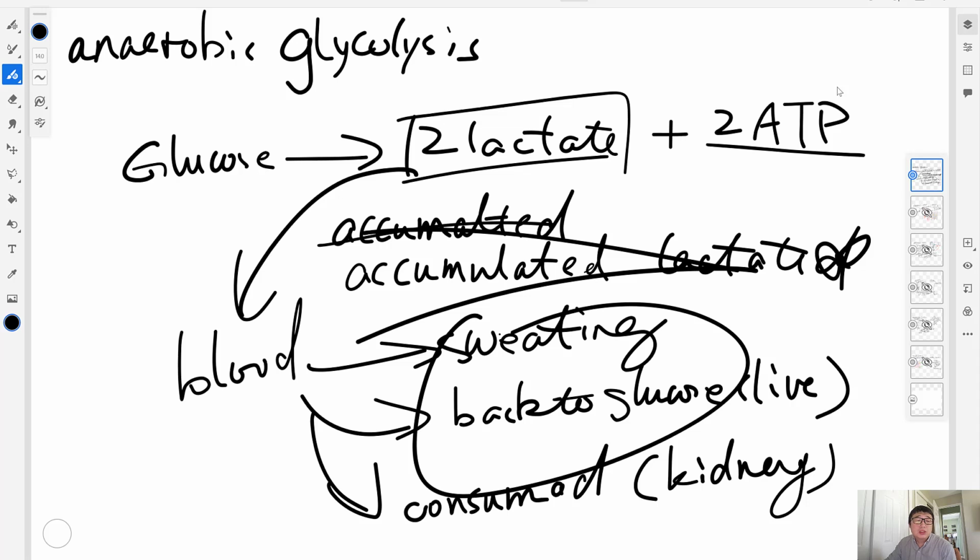Why did people have this understanding at the very beginning? That's because at the very beginning they used the frog leg muscle to study, and the frog leg muscle is isolated. It's an isolated muscle without blood supply. That's why you have accumulated lactate.